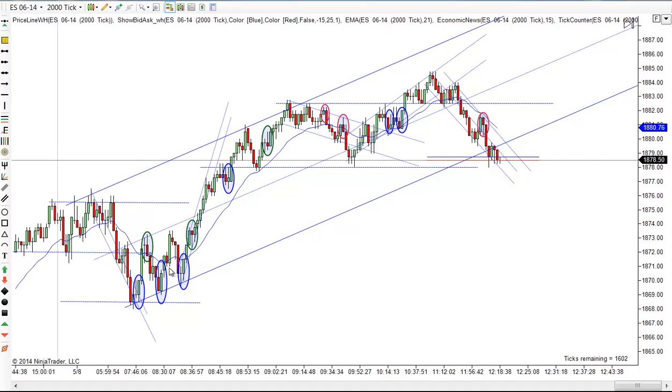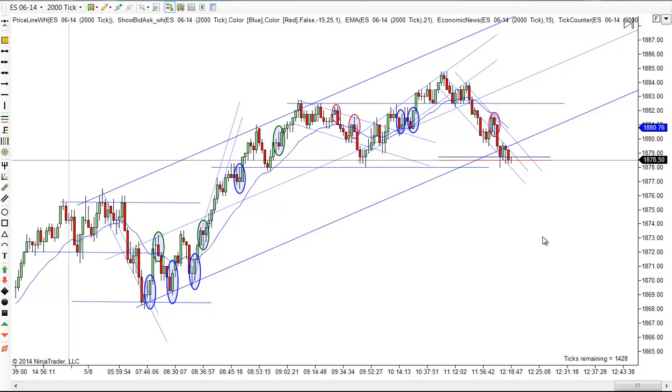Nice day. This right here really made some money, these first couple of trades here. This one in particular, and even this one was a pretty good move. So good trading day. I was done fairly early today.